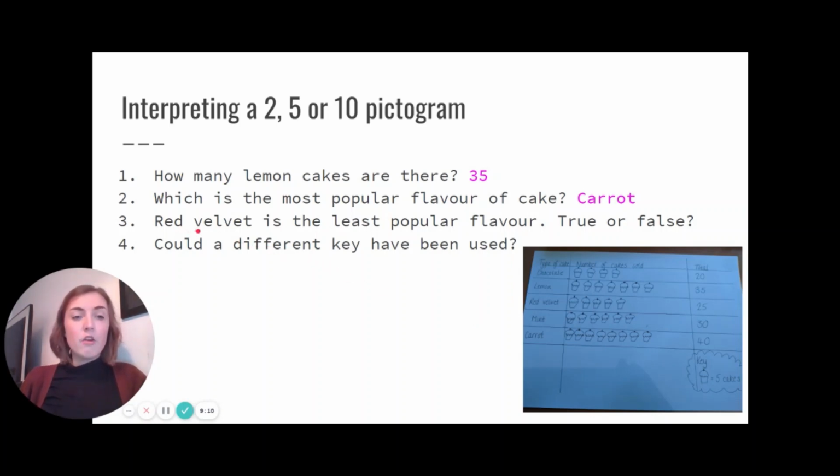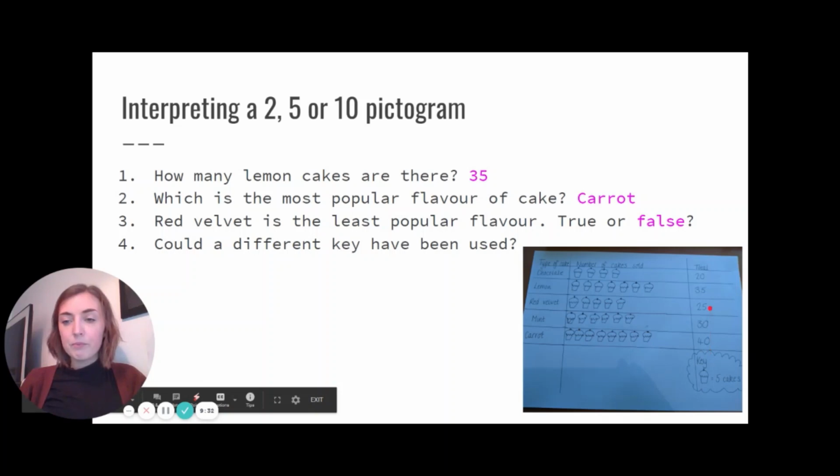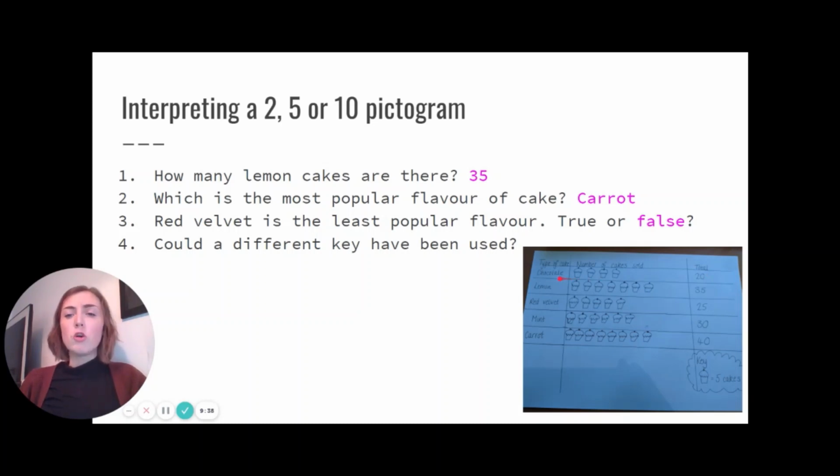Number 3, red velvet is the least popular flavour. True or false? Pause now and see, is that right? Is red velvet the least popular flavour? No, that is false, isn't it? If I look at red velvet, I can see that we sold 25 red velvet. But if I look on my list, that's not the smallest number, because 20 is smaller. 20 has less ones. It is a smaller number. So that is false. Chocolate was actually the least popular. Can you believe it?